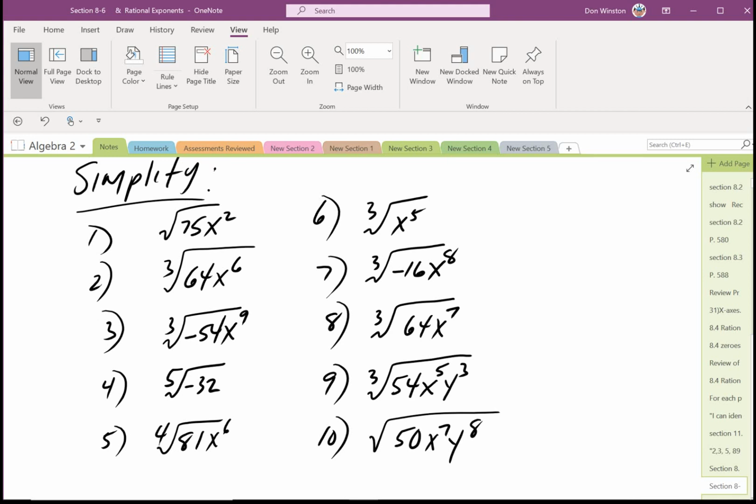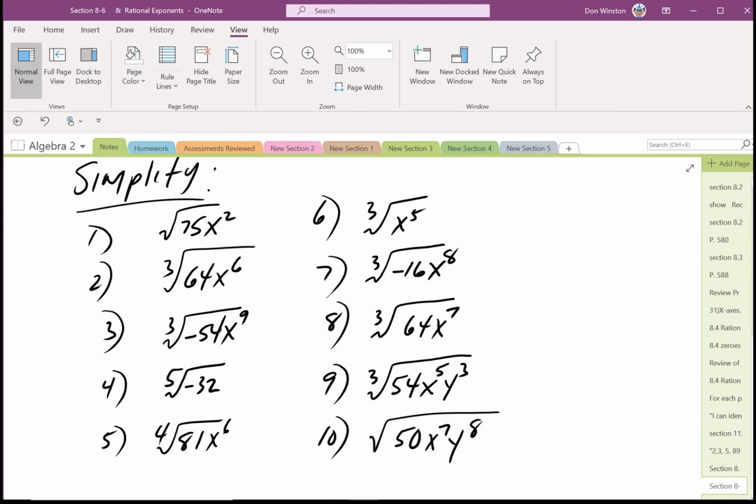Number 1, the square root of 75x squared. Number 2, the cube root of 64x to the 6th. Number 3, the cube root of negative 54x to the 9th. Number 4, the fifth root of negative 32. Number 5, the fourth root of 81x to the 6th. Number 6, the cube root of x to the 5th.